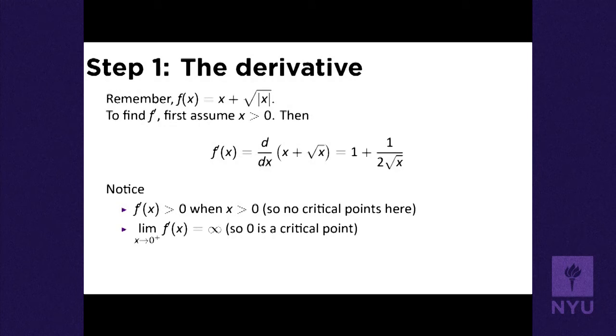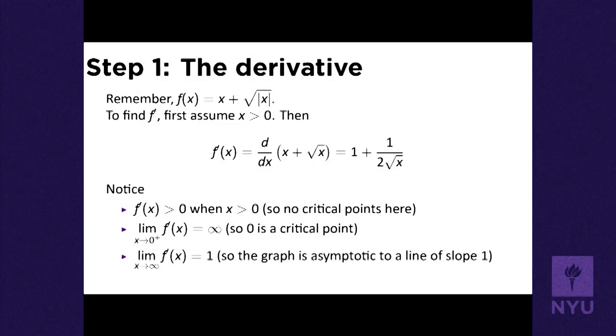And if you want to look at the asymptotic behavior of the derivative, as x goes to 0 from the right, this denominator goes to 0, but remains positive. So the limit as x goes to 0 from the right of the derivative is infinity. And that tells me that 0 is a critical point of the function. There is no derivative there. So it's one of those critical points where the derivative is undefined.